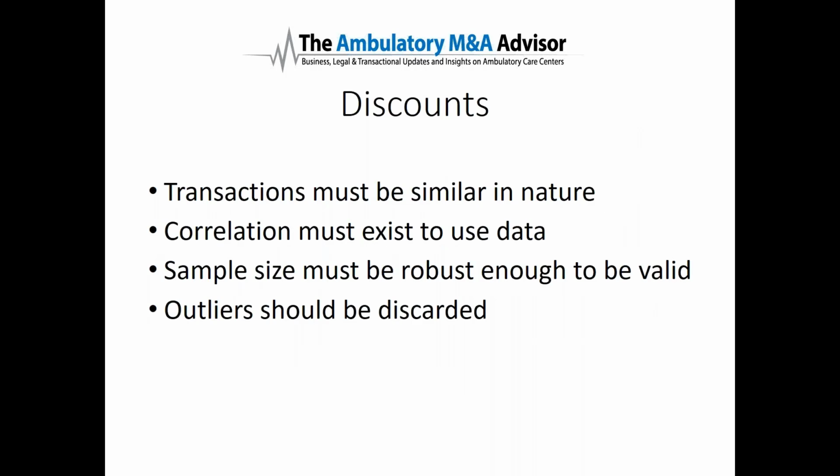If you're buying and selling minority interests, which are more common, I think, in the ASC space and like an urgent care space, you'll usually see a valuator apply what we call discounts. There's discounts for lack of control, discounts for lack of marketability, key man discount. There's various types of discounts out there.